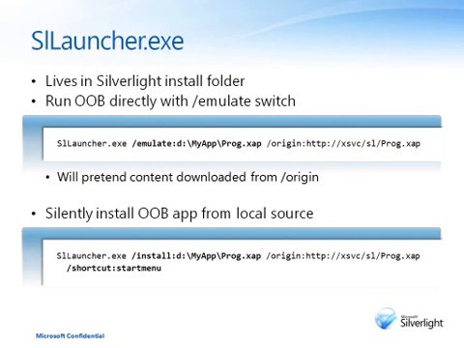If you pass the /emulate switch, you can run an out-of-browser application without having to install it first. This switch runs the application as though it had been installed in the usual way. When using this switch, you also need to provide a /origin switch. This tells the launcher what URL it should pretend the Zap was downloaded from.